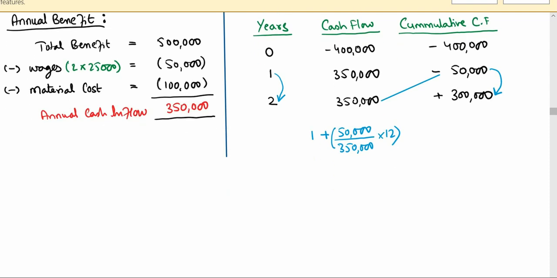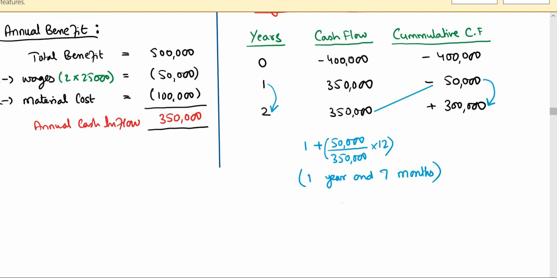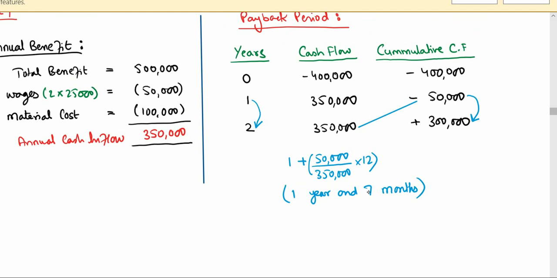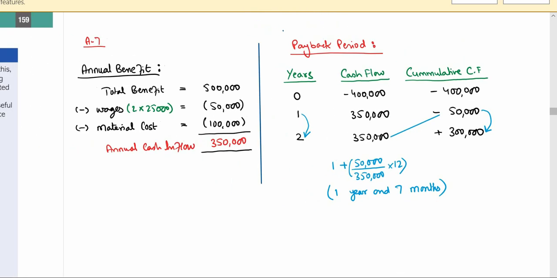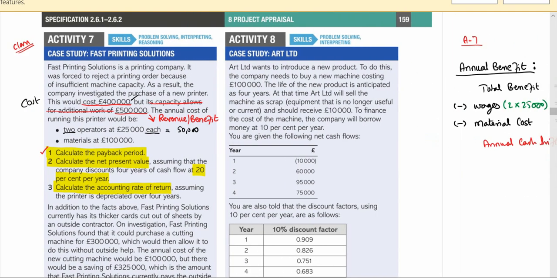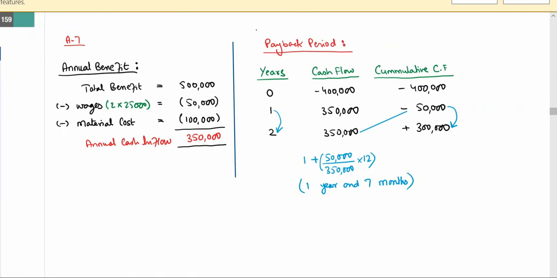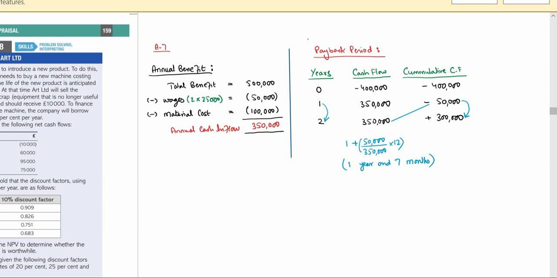So the payback period is 1 year and 7 months. This means the payback period is more than 1 year but less than 2 years. Okay, so this is the payback period and this is the answer of part number 1.